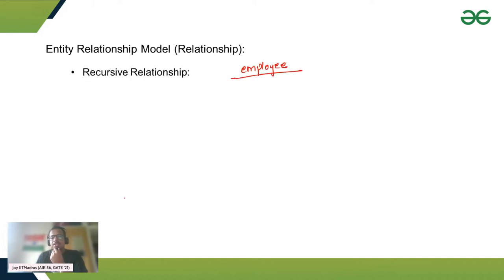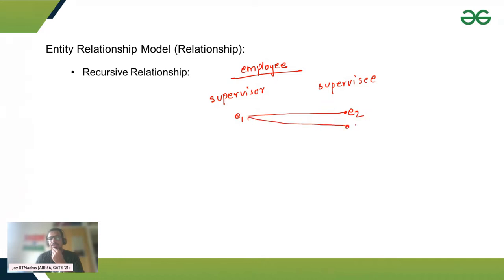Now in this employee table, some of the employees are actually supervisors, and some of the employees are supervisees. So a supervisor is basically supervising the supervisees. The scenario is kind of that. Suppose we have employee E1, and employee E1 is basically the supervisor of employee E2 as well as employee E3.